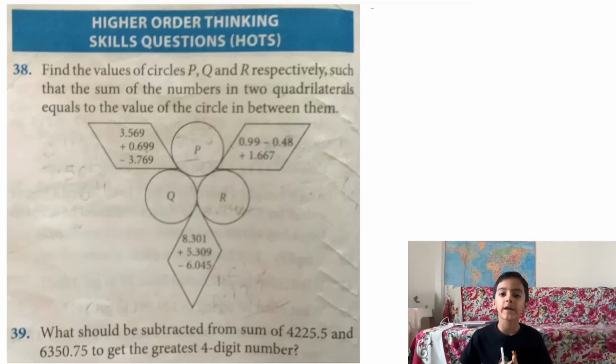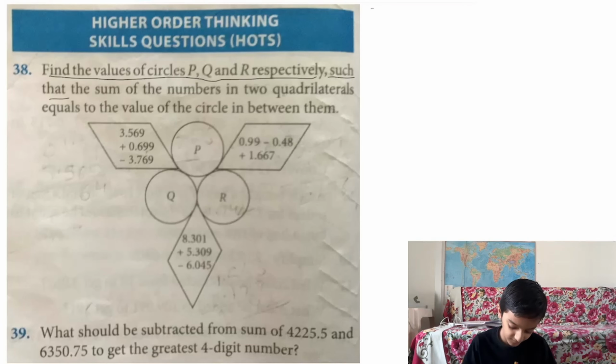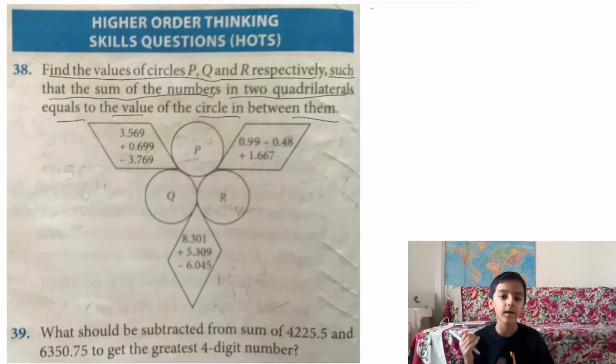Now let's practice one last question. Find the values of circles P, Q and R respectively, such that the sum of the numbers in two quadrilaterals equals the value of the circle in between them. Here 3 circles are given, and they are saying that when we do the sum of the two quadrilaterals, the value of the circle in between them comes. And we have to find out the values of the circles P, Q and R respectively.